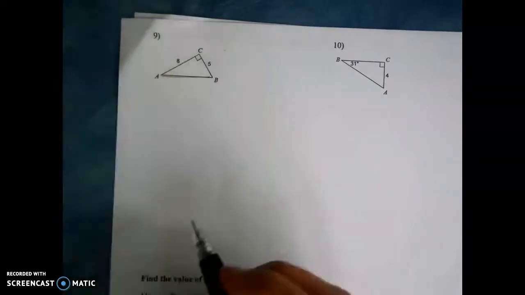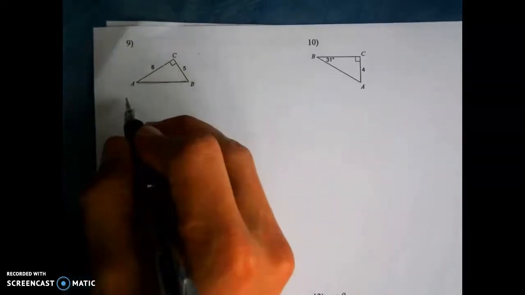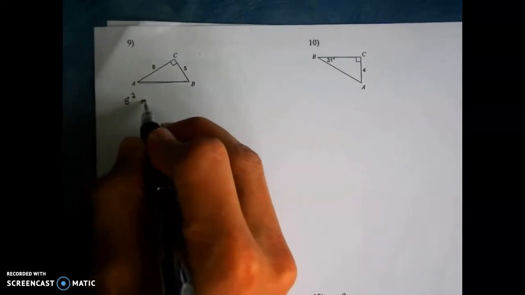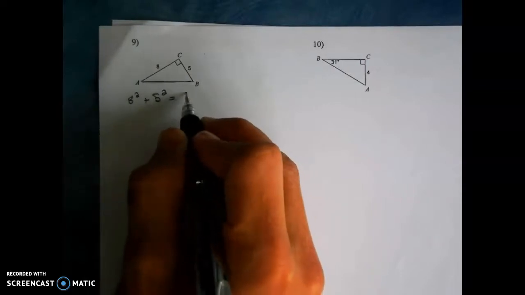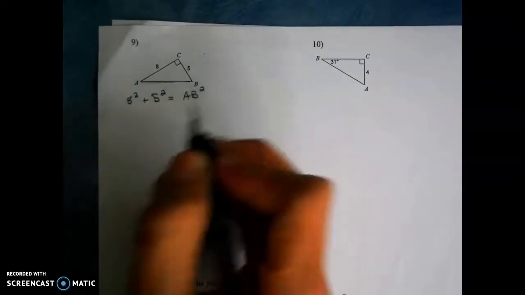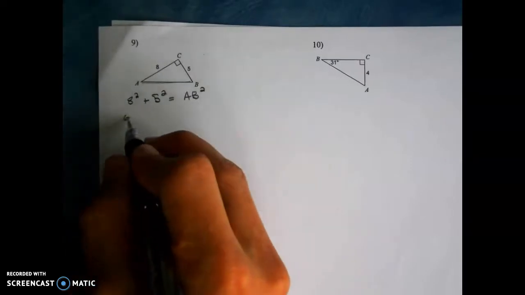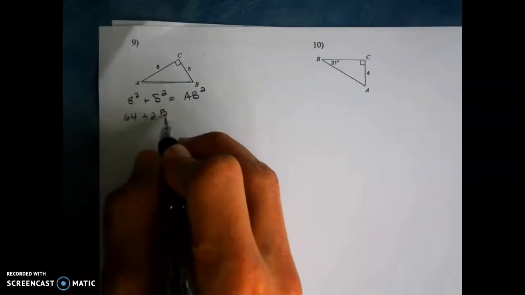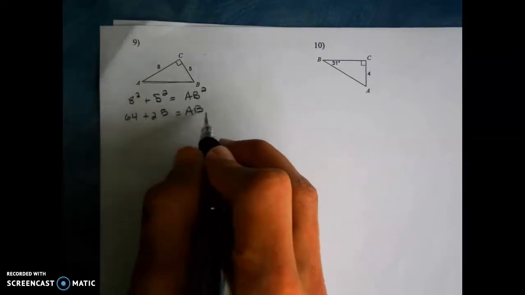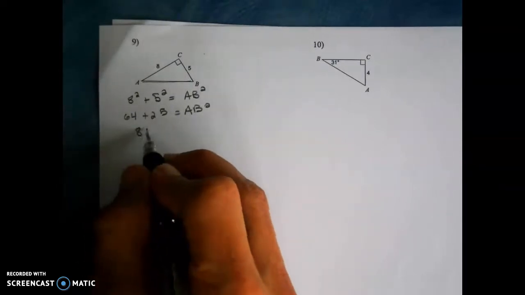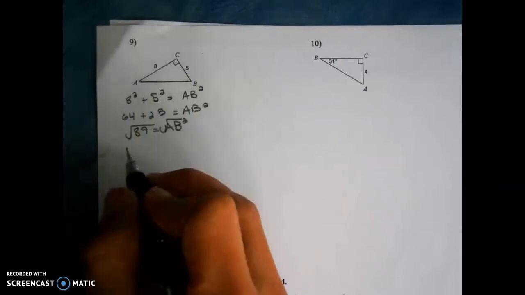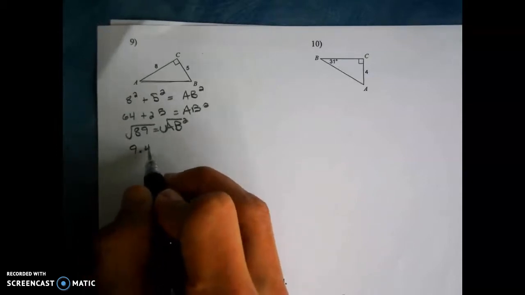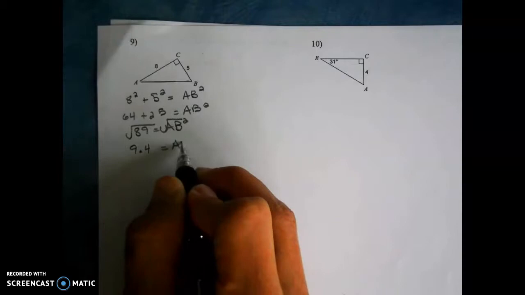So for number 9 here, the first thing I'm going to find is AB. I'm going to use Pythagorean Theorem. So it's going to be 8 squared plus 5 squared is equal to AB squared. This is 64 plus 25 is equal to AB squared. Here we get 89 is equal to AB squared. Square root both sides. And here we get 9.4 is equal to AB.